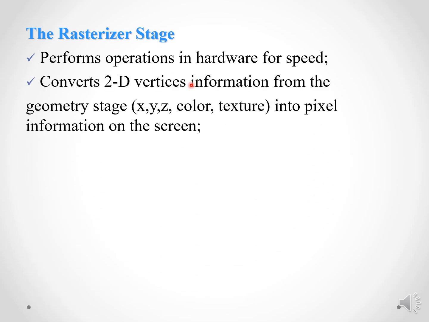And what is the role of this rasterizer stage? The role of this rasterizer stage is to convert the 2D vertices information from the geometry stage. This vertices information includes the coordinates x, y, z, the color information, and also the texture information. It will get this information from the previous stage, the geometry stage, and then convert it into pixel information on the screen.